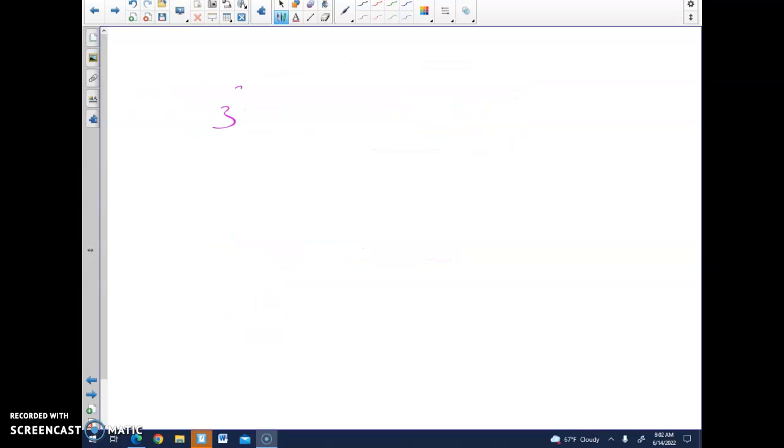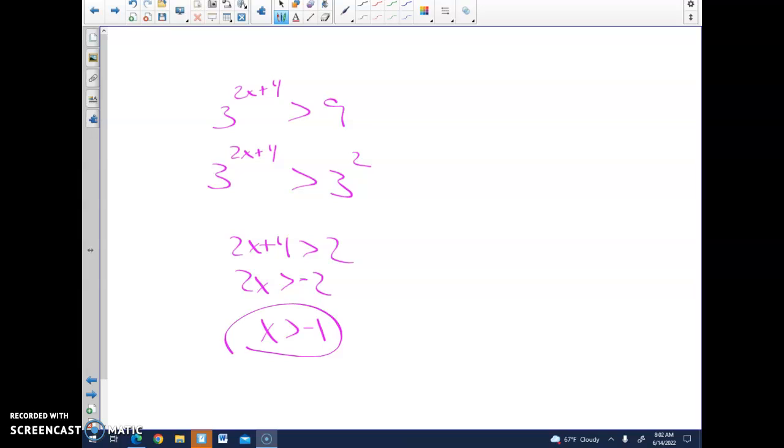For 19, 3 to the 2x plus 4 is greater than 9. Whenever we have variables in the exponents, we've got to get to the same base. 3 to the 2x plus 4 is greater than 3 squared. So now I need to set 2x plus 4 greater than 2. If it were equal, we just set the exponents equal. Since it's an inequality, we just put the inequality. 2x is greater than negative 2, and my x is greater than negative 1. As long as my x is greater than negative 1, this will be bigger than this.